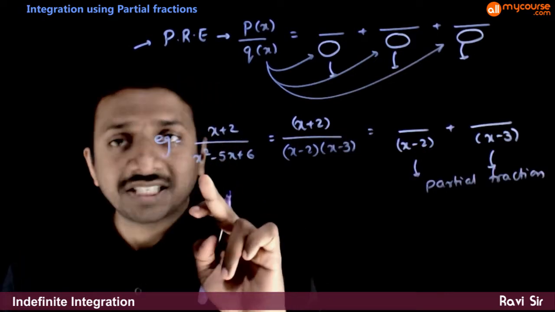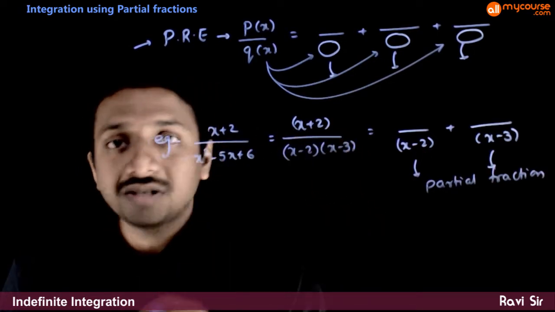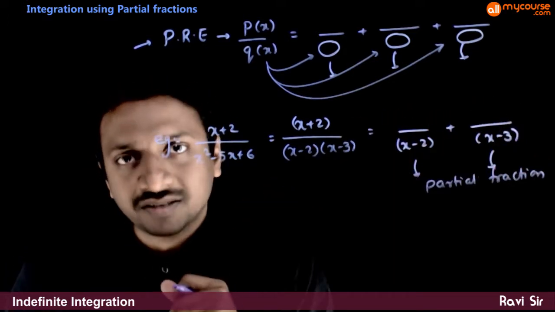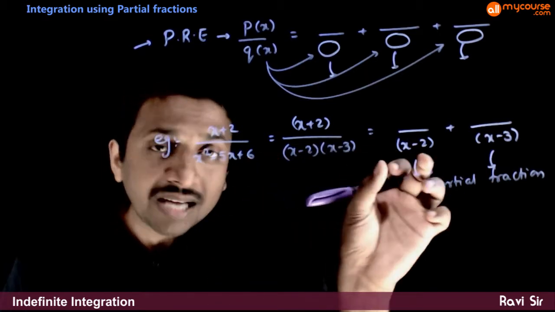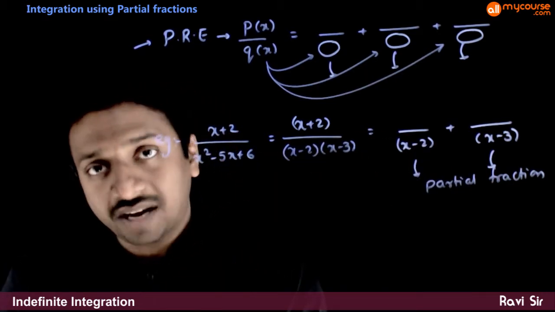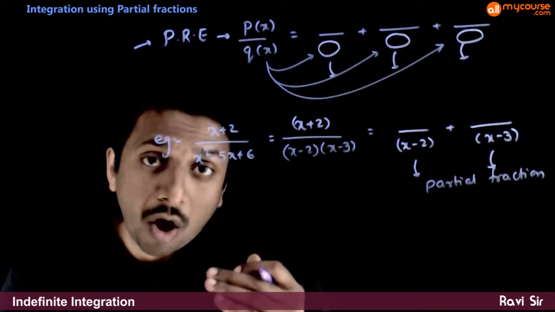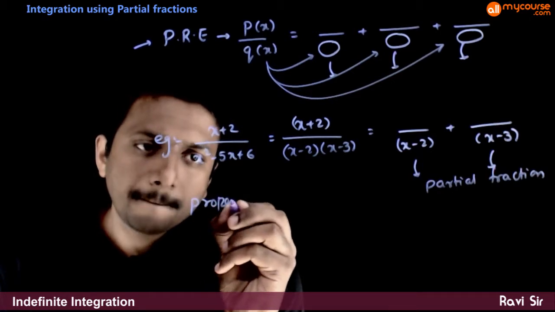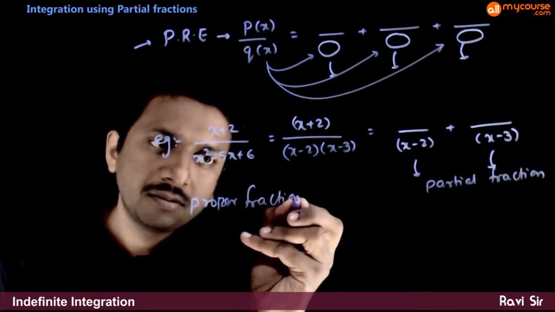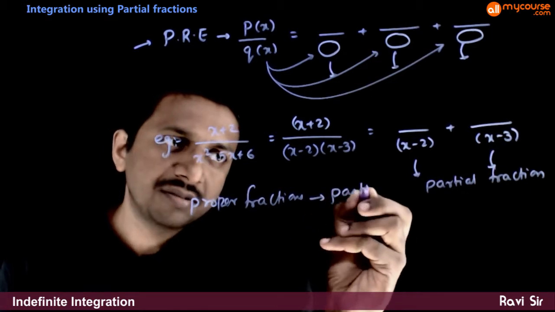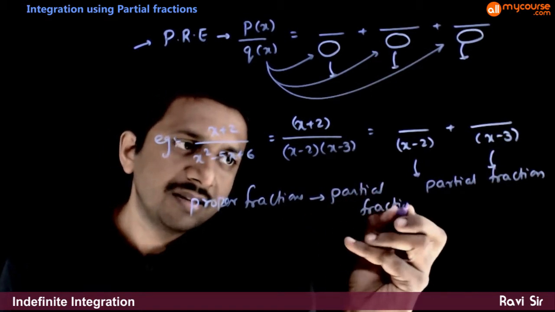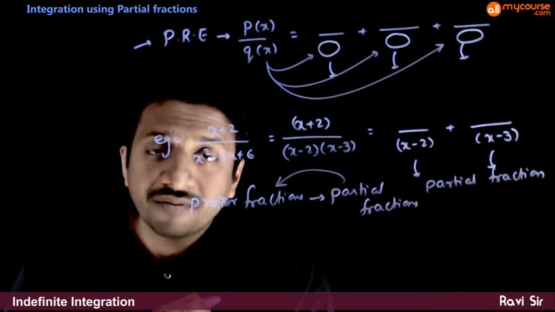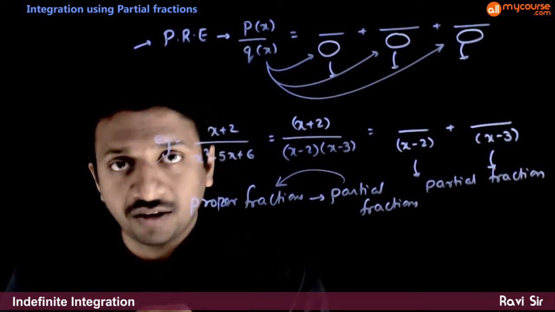So every proper rational expression can be decomposed into partial fractions. Something by x minus 2 plus something by x minus 3. Here the partial fractions will always be proper fractions. So keep this in mind. The fractions that you get after decomposition are always proper fractions. That is, the degree of the numerator will always be less than the degree of the denominator.